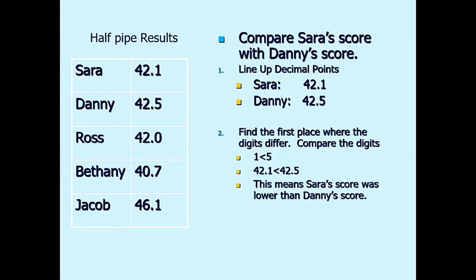The second thing that you are going to do is find the first place where the digits differ. If you observe their scores, they have the same whole number, 42, but they have different decimals. We need to compare the digits that are different, and that is 1 and 5. Now we will compare 1 and 5. 1 is less than 5. Therefore, 42.1 is less than 42.5. This means Sarah's score was lower than Danny's score.